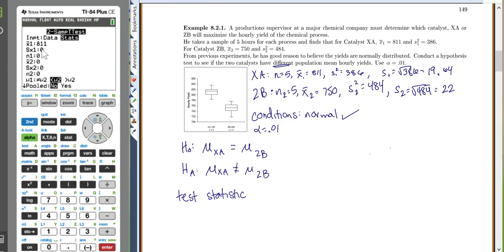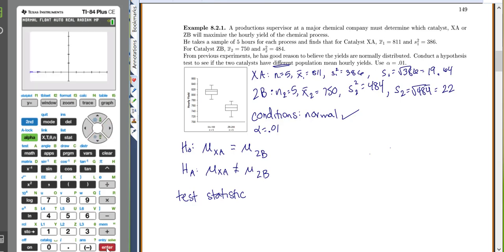So coming back to my calculator, my first standard deviation is 19.64. My sample size is 5. Now for my second set, ZB, we have a sample mean of 750. My standard deviation is 22. My sample size is 5. Notice we get to choose our alternative. So my first mean is not equal to my second mean, so do the not equal to. We want pooled to no. And you can calculate it or draw it.